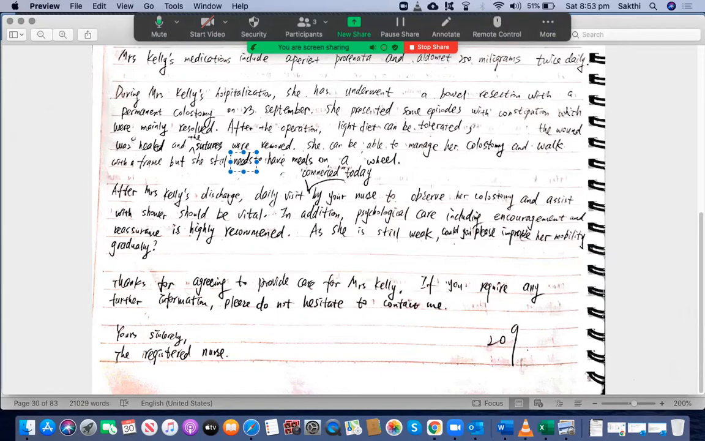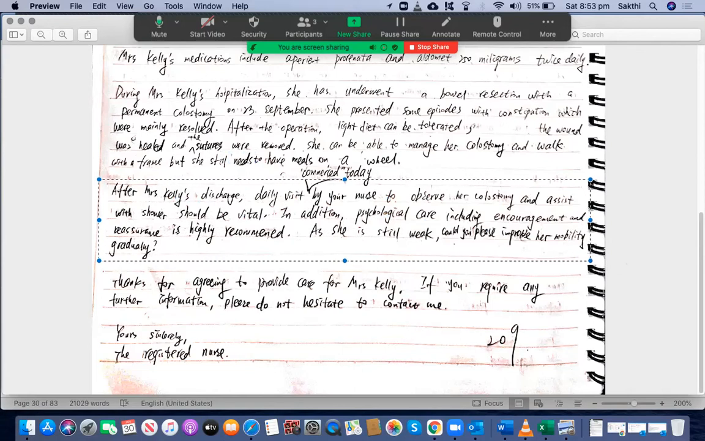After Mrs. Kelly's discharge, daily visit by your nurse to observe her colostomy and then assist with the shower should be vital. That's all right. In addition, psychological care, including encouragement and reassurance, is highly recommended. That's good as well. As she is still weak, could you please improve her mobility gradually? Wow. So the way you have presented this paragraph is amazing. Really, it's really good. I'm very happy for you. You are able to use a combination of sentence structures. That's a good thing. I'm happy with that.